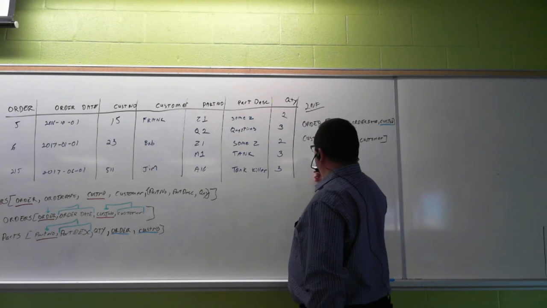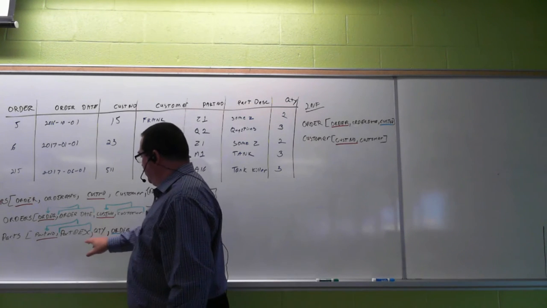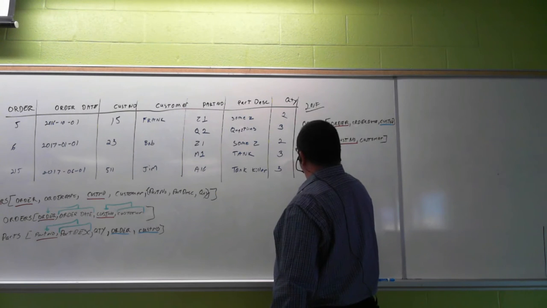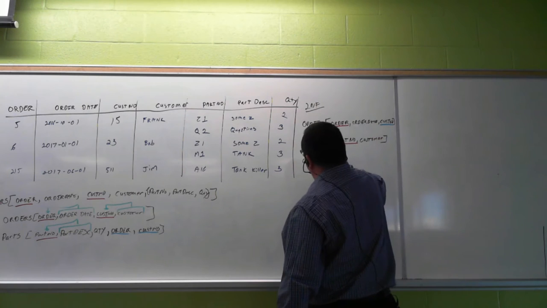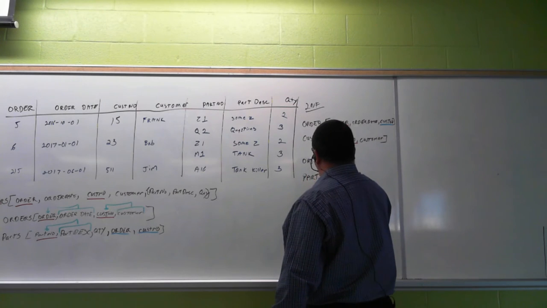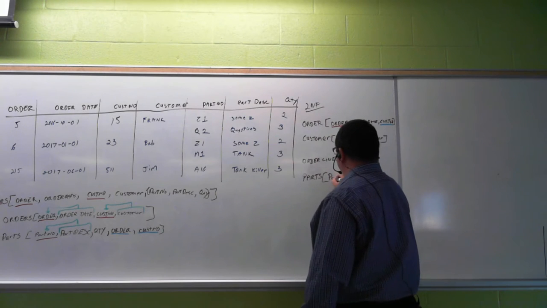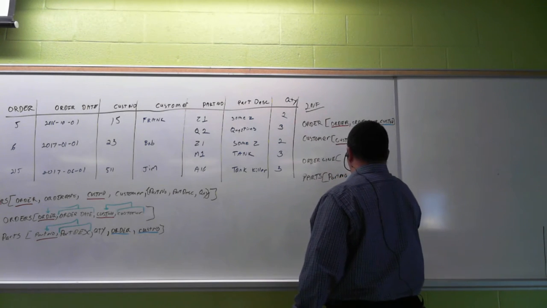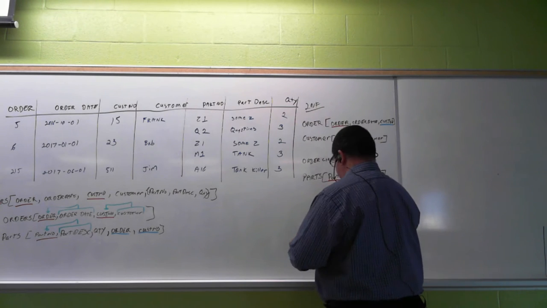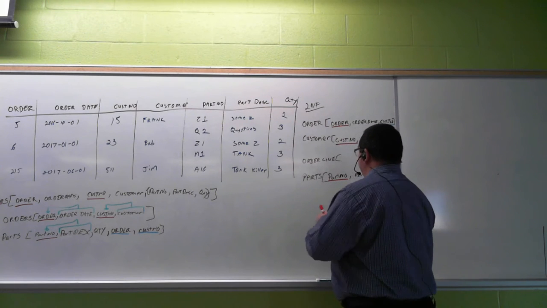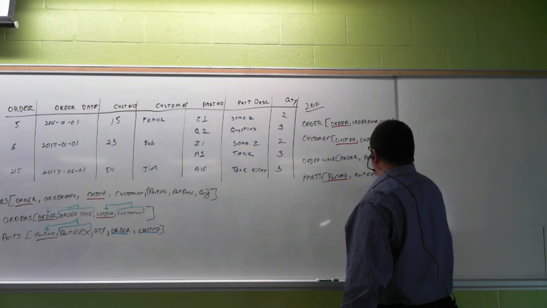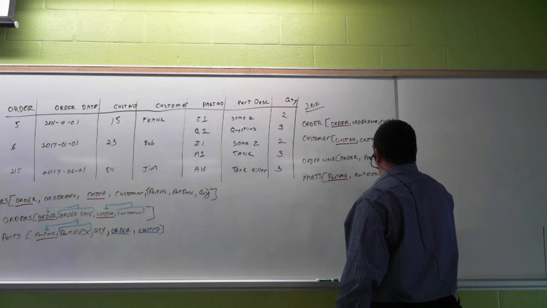And now we have parts. And parts has the same problem, where we have order number, customer number, quantity, part description, and part number. What we need is two different things. My hand doesn't go as fast as my brain. I'm going to create two more relations. One's called parts. This one's pretty straightforward: part number, part description. And the order line has the order number, the part number, and the quantity.